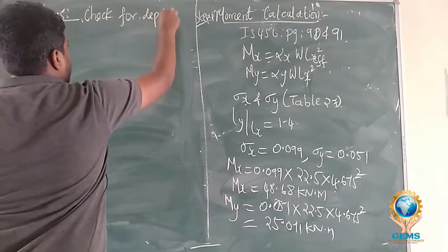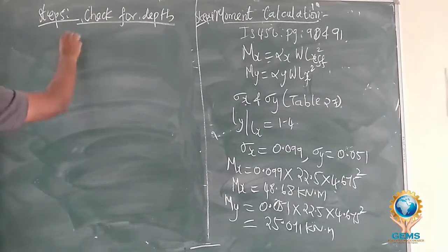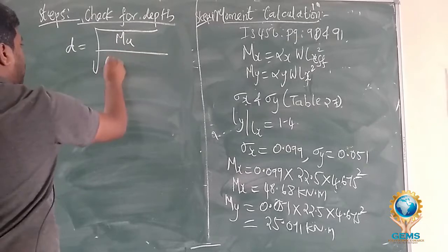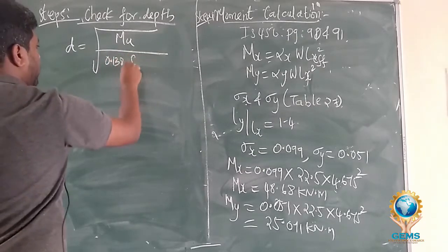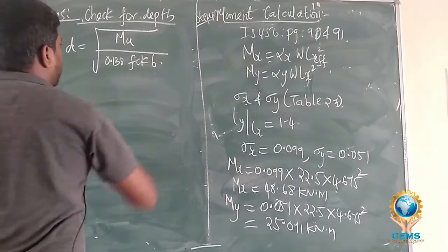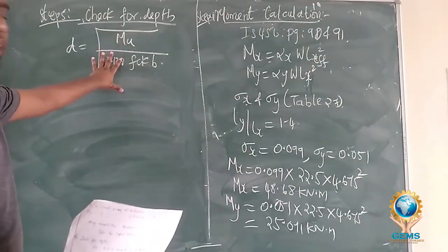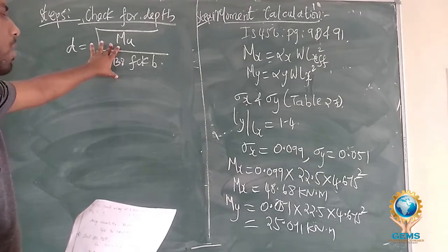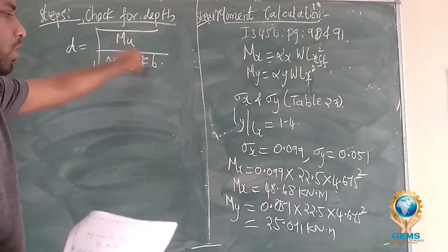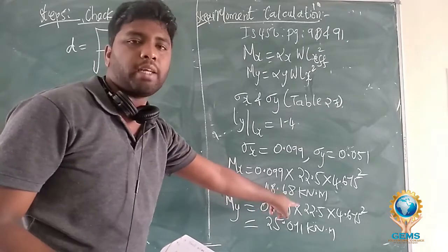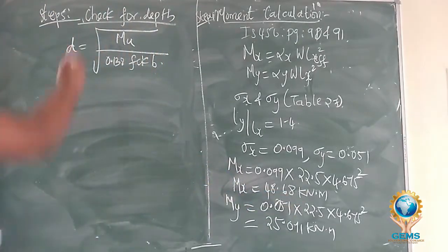Check for depth. So we have d is equal to root of Mu divided by 0.138 fck into b. So here two moments are there. In this formula, what moment you will take is the highest value. What is the highest moment? Mx is equal to 48.68 is the highest moment value. So you will take that value.